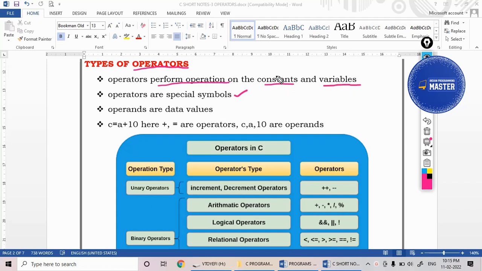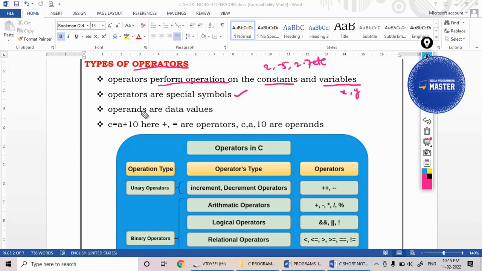What are constants? Like 2, minus 5, 2.7, etc. All these are constants, which we cannot change. A variable is something like x, y, etc., where we can assign different values to these variables during the execution of the program.